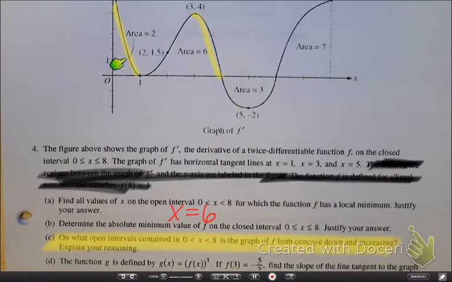So what are these two intervals? What's this first interval? 0 to 1, and this one? 3 to 4. So my two answers are from 0 to 1 and from 3 to 4.